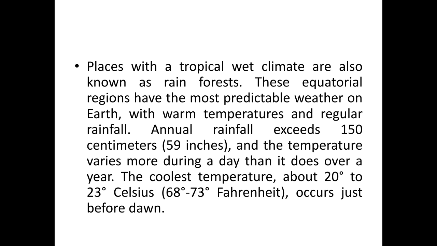Now, if I have to talk about tropical wet climate, places with a tropical wet climate are also known as rainforests. These equatorial regions have the most predictable weather on Earth, with warm temperatures and regular rainfall. Annual rainfall exceeds 150 centimeters and the temperature varies more during a day than it does over a year. The coolest temperature is between 20 degrees Celsius and 23 degrees Celsius and it occurs just before dawn, just before daybreak.